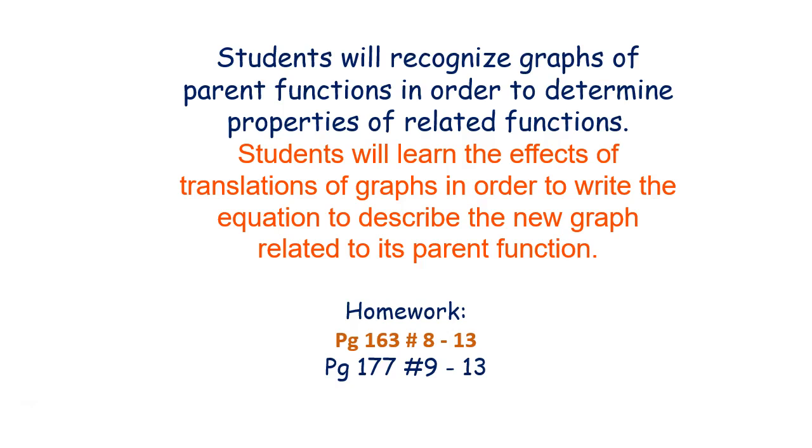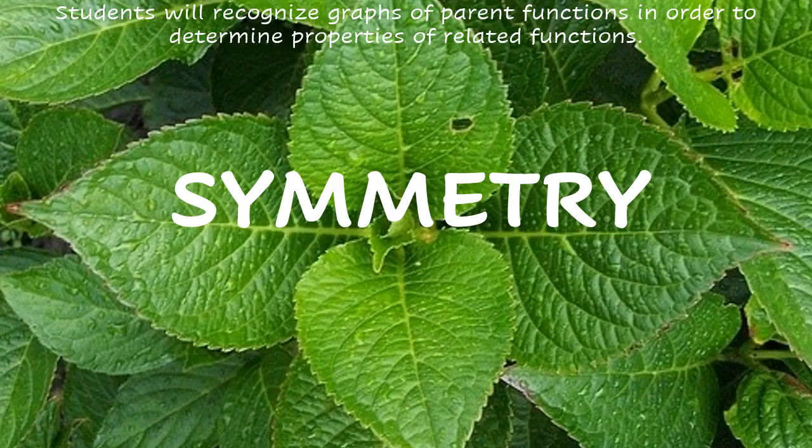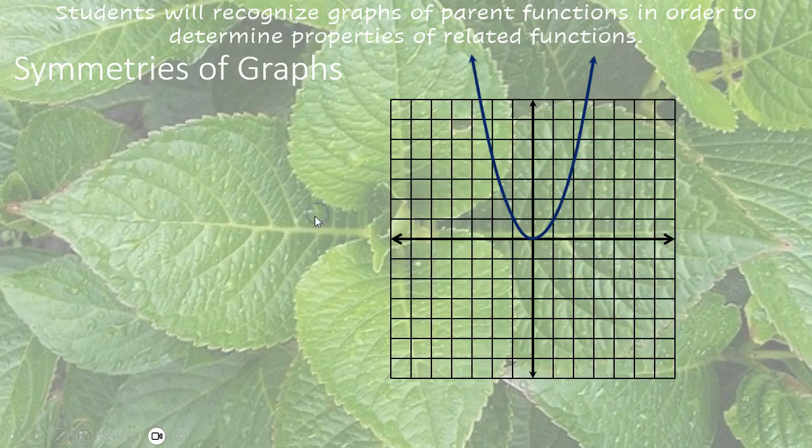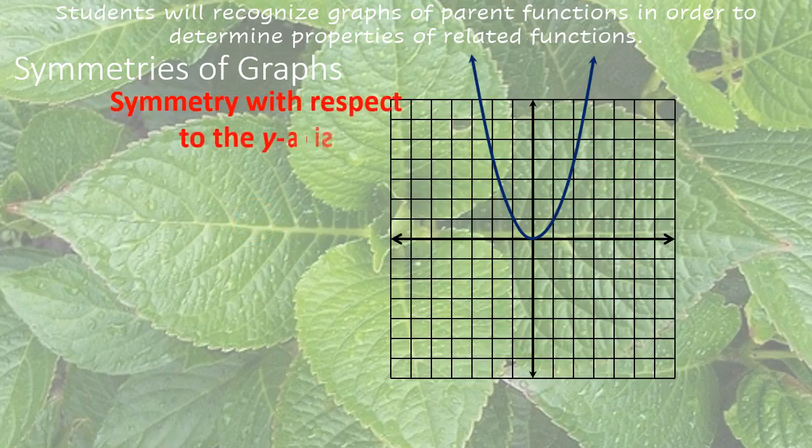We're going to look first of all at the symmetry that we started looking at last class. So I'm just going to finish going over that, which was 177, 9 to 13. We talked about symmetry in class, and we talked about the fact that symmetry with respect to the y-axis simply means that the graph of a function can be reflected over the y-axis.